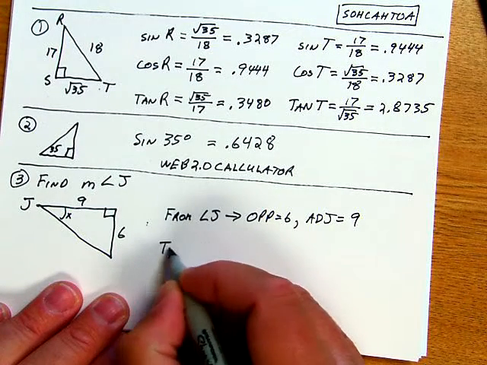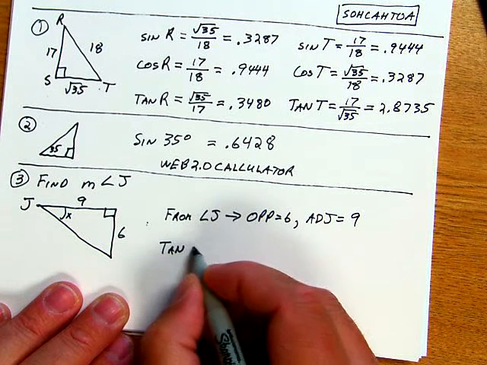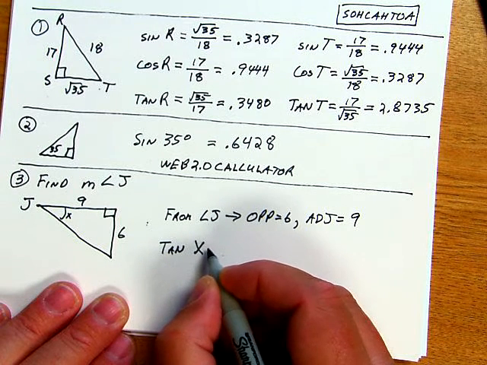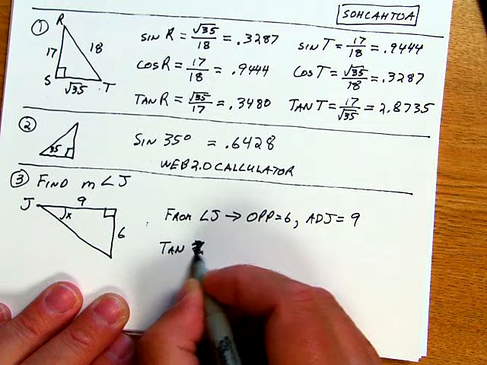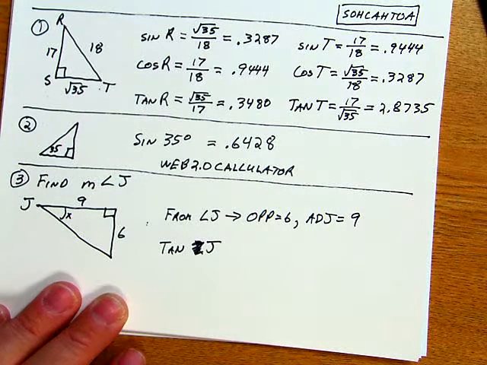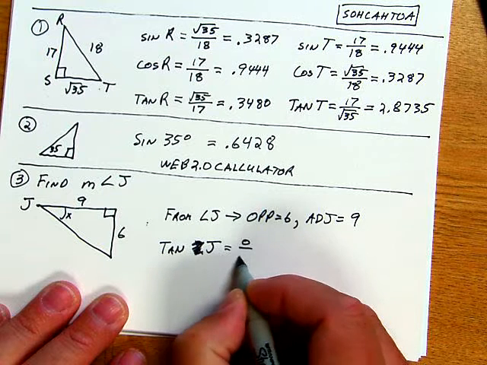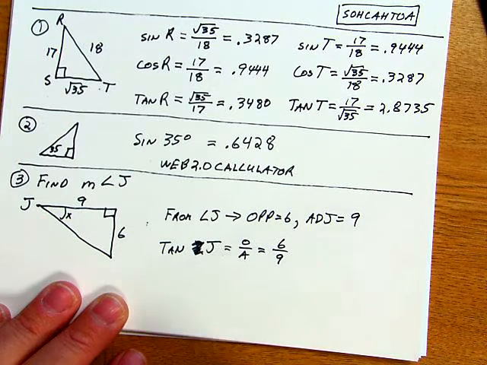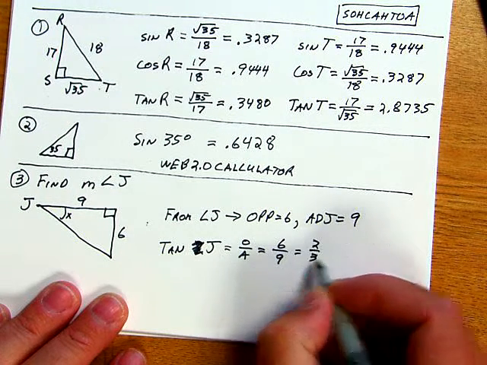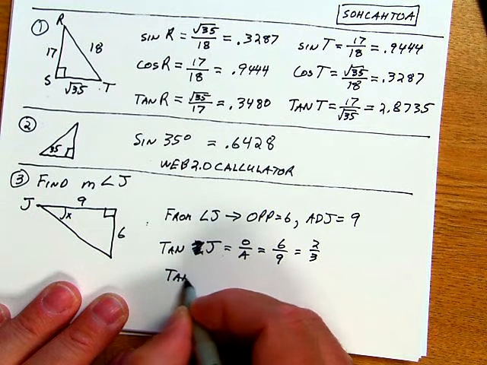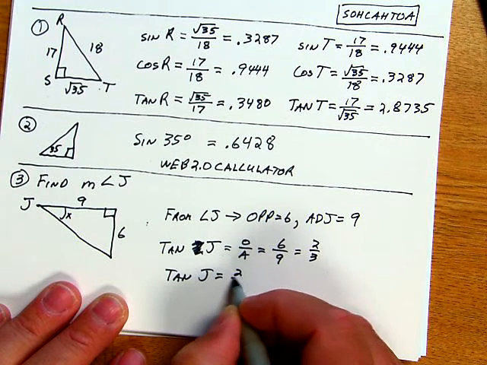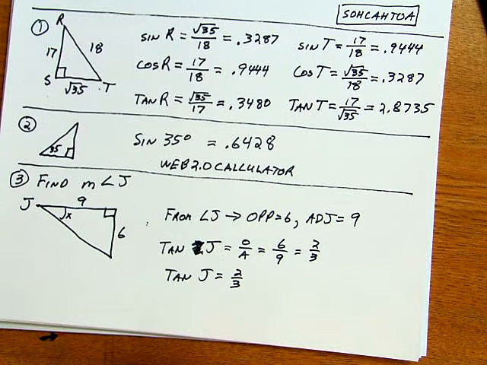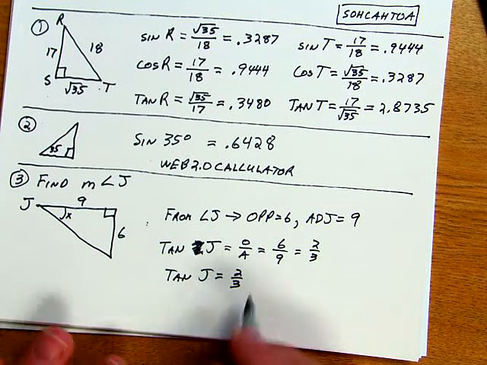I'm going to say the tangent of angle J, we've labeled the answer as x, but the tangent of J is equal to opposite over adjacent, and I know the opposite is 6, the adjacent is 9, and that can reduce down to 2/3. So I've got the tangent of J is equal to 2/3. So now how do I get that into degrees?